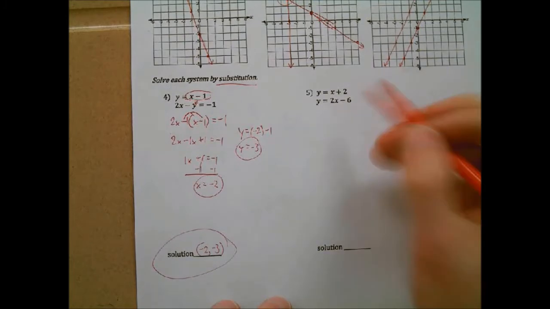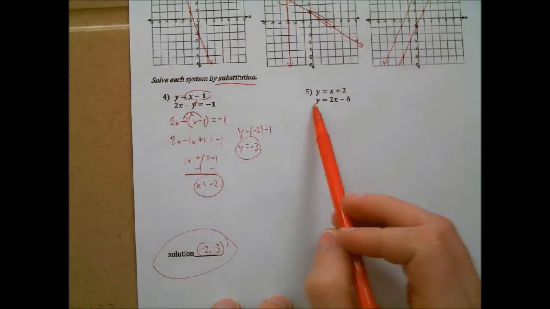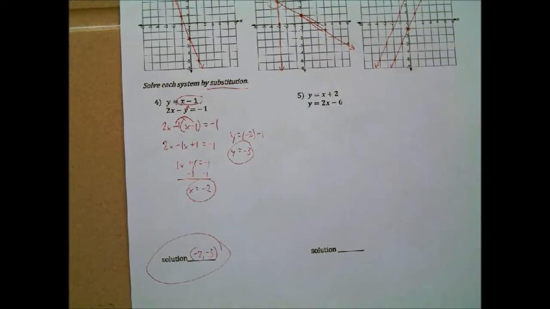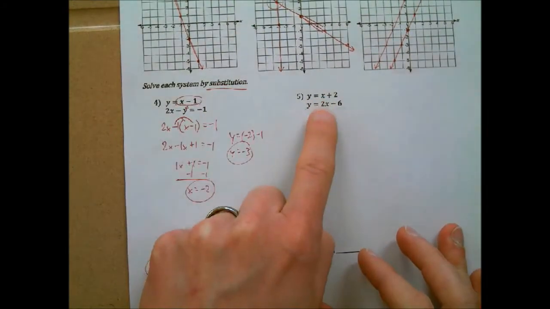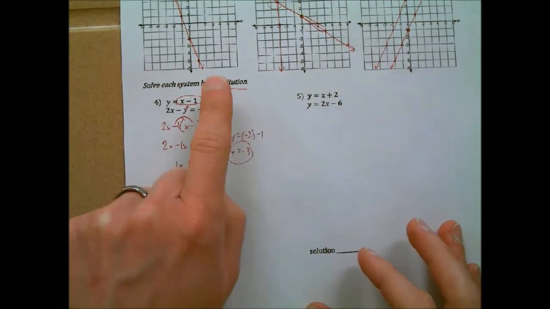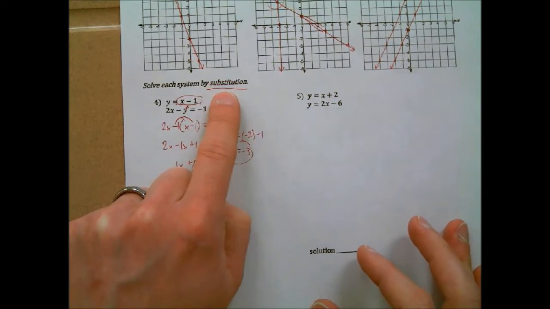Now number 5, you look at that and you're like, oh, Mr. Whitmire, both of these are in slope-intercept form. Let's just graph them to find the solution. Okay? And that would be a good way to go about doing this, but our directions specified substitution. So while you might be able to get some points just because you can get the right answer, you need to use substitution if you want to get full credit there, because that's what we're being asked to do. So we're going to do substitution.